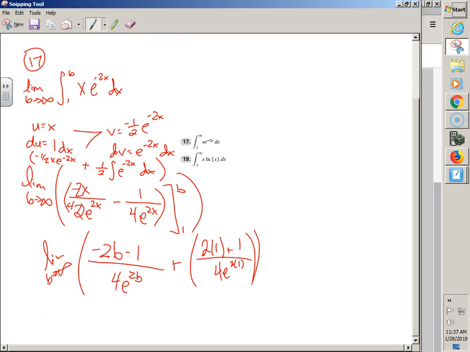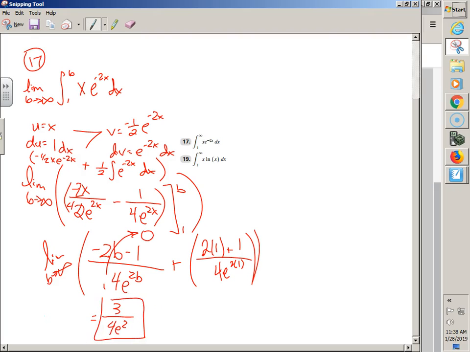I'm just going to cheat because I know exponential is stronger than linear. Is that okay? Degree test. So then that guy's just going to 0. And I would end up with 3 over 4e squared. But double check me because you guys were the ones who were checking it out.